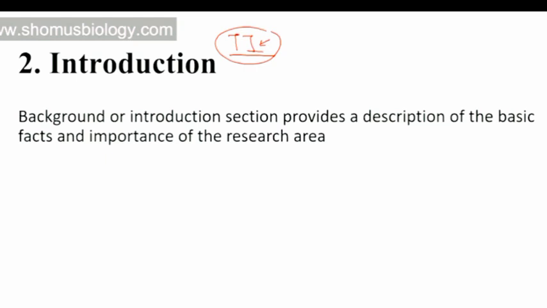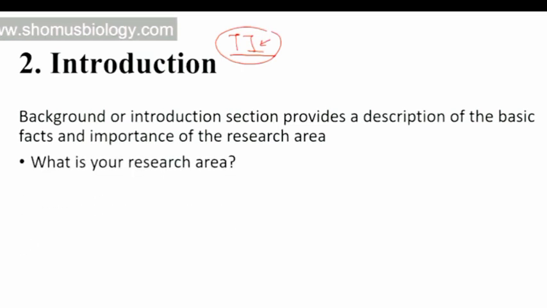The second is the introduction. In TIPOLYMER, we are now at this stage: I for introduction. Introduction contains background. This section provides a description of the basic facts and importance of the research area that you want to explore, because the research area is broad. Maybe your research is concerned with a specific topic, but still you need to explain the background of that research area and that topic. So what is your research area? You need to mention it here. You also need to mention the motivation of this research.